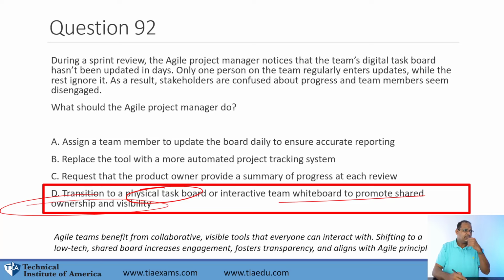That's what they have right now. So you don't want to go in and just assign someone. The team should do this, not you. And you don't want to replace it with more automated tracking system. That's not something you should be doing. You got to work with the team to do this. Request that the product owner doesn't provide summary. That's the team's job. Best answer here, guys, is going to be D.